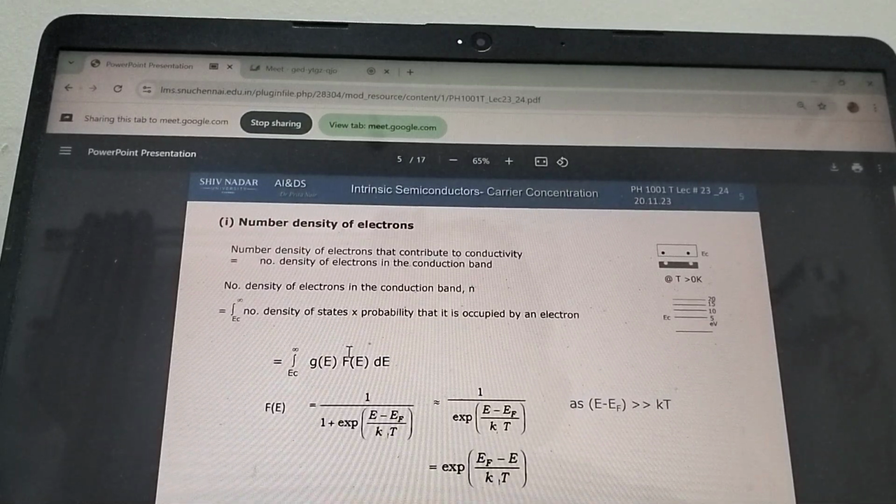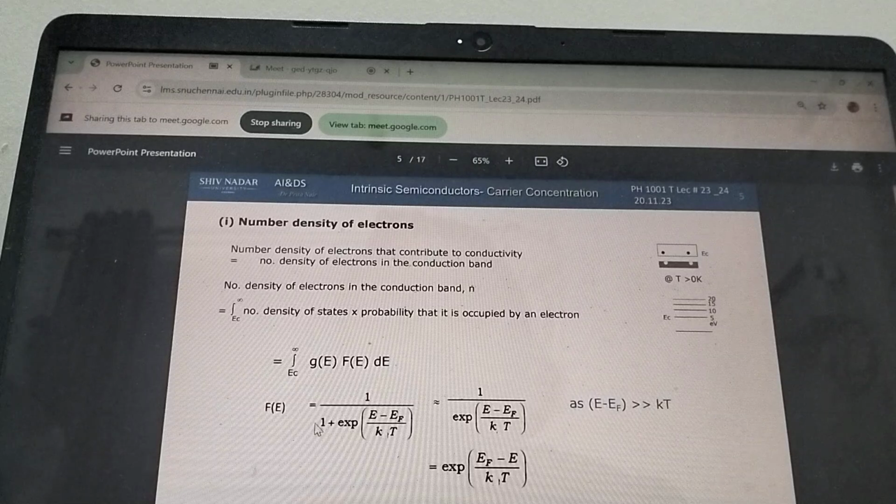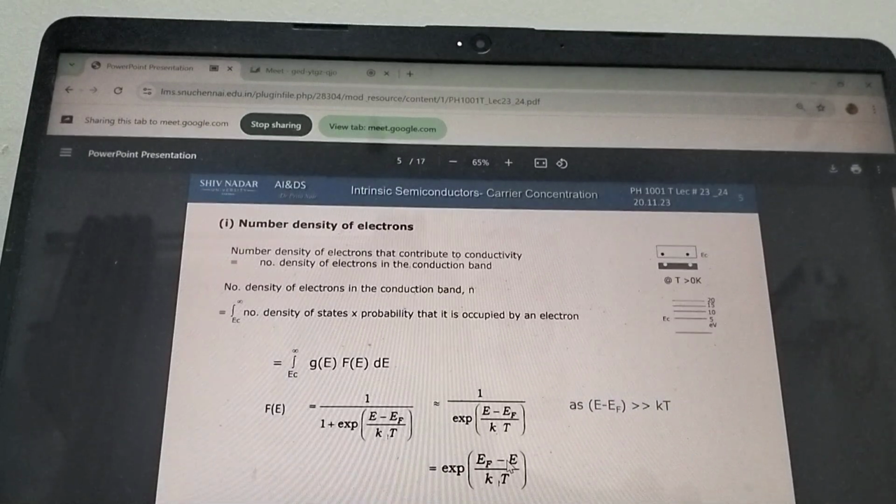So what have we done here? We haven't started integrating yet, we just looked at the F(E) function. Because this exponent term is very large, it is not going to affect our result much if we drop this 1. So for simplicity's sake we dropped the 1, and then when this goes to the numerator it becomes e to the power (EF minus E) by kT.